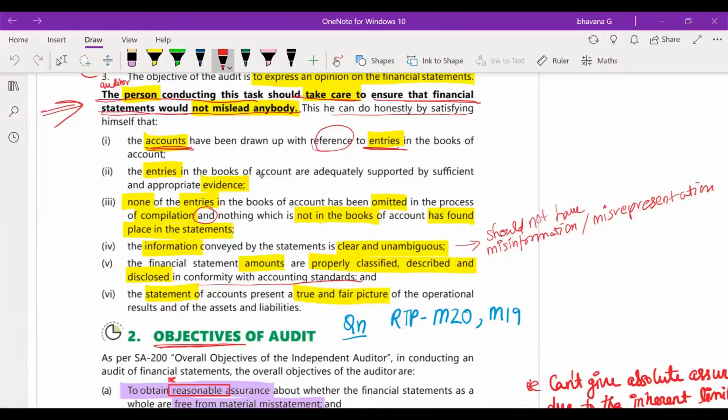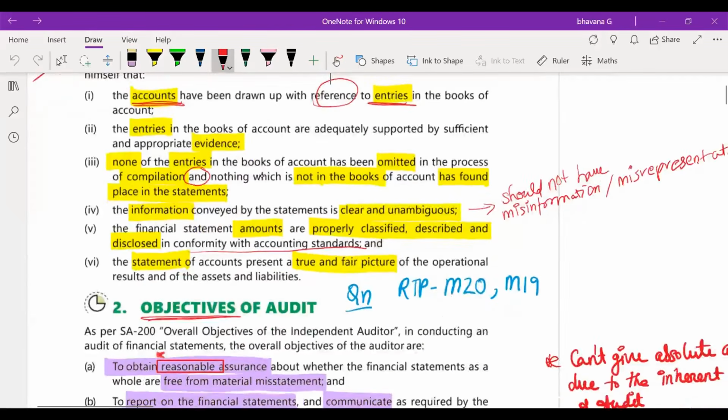Next, you have to check the journal entries which you have made. Suppose you have made journal entries for sales. Then, has such a sale actually happened? The evidence for it you have to check. First, you have to check whether the accounts are made using the proper entries only. Second, you have to check whether the entries are actually true. Do they have evidence? You have to check that. That is the second thing you have to check.